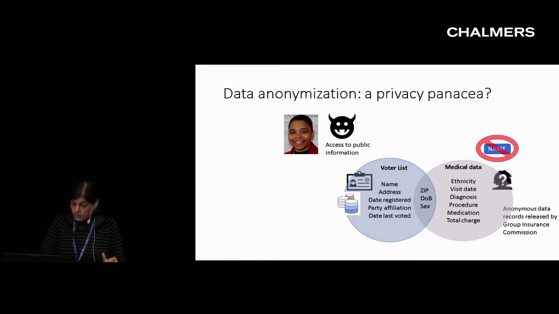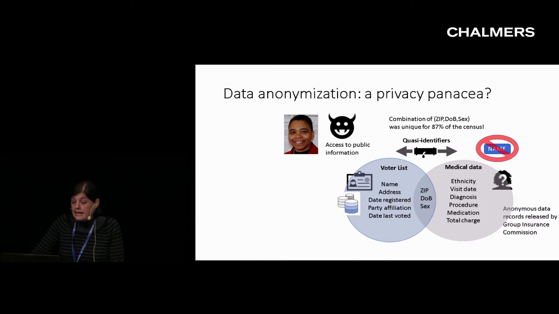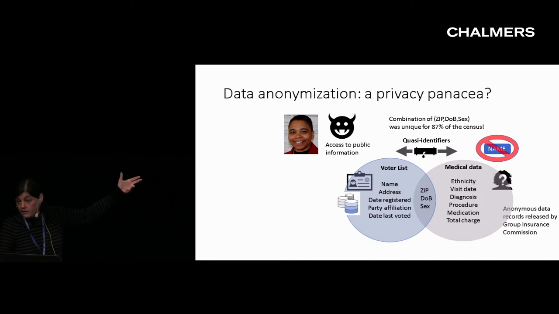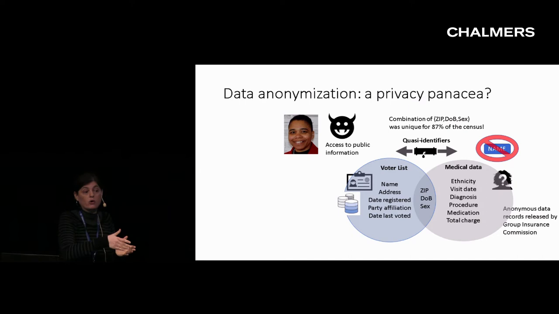So she looked at these two data sets and tried to combine them, and she found that 87% of the people in the census had a unique combination of zip code, date of birth, and sex. So even if the name had been taken out of the data set, these three elements together acted as a name for 87% of the people. The other 13% maybe had one or two or three other people that shared the same date of birth, sex, and zip code, but the others didn't.